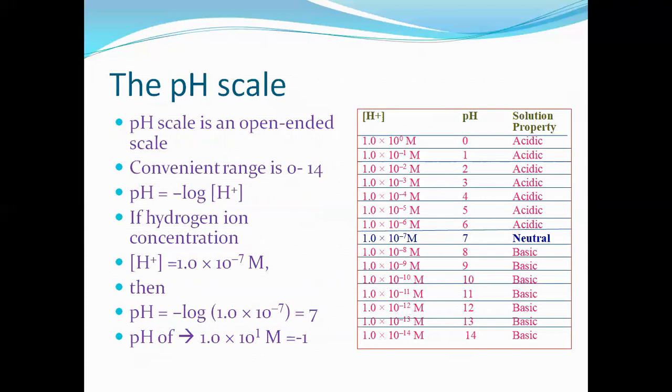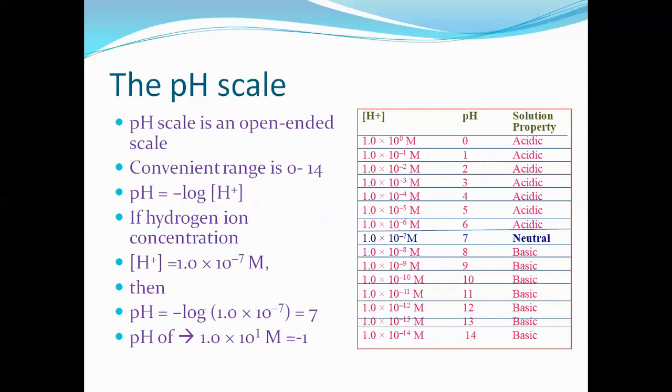More than that, the pH scale is an open-ended scale. We say it ranges from 0 to 14 or 1 to 14. But the thing is, it can exist even in negative values. In the sense, if you have 1 into 10 power 1, then your pH is minus 1. This formula you should remember, it is very important to remember this.